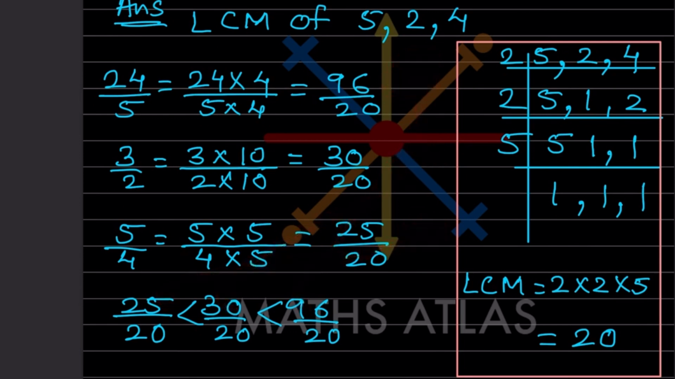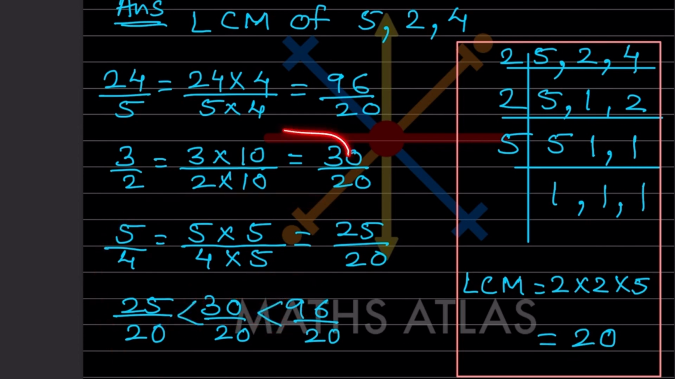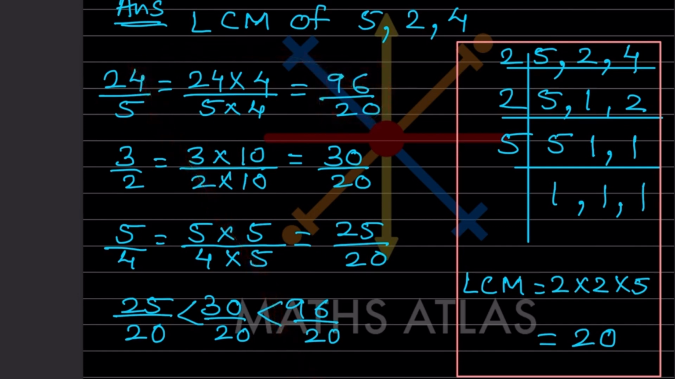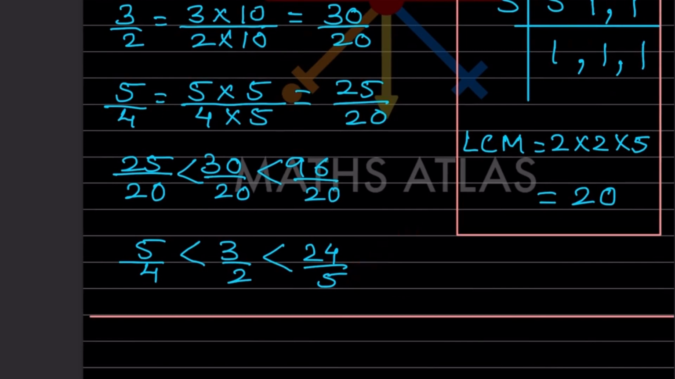So always what are you going to do? We have to compare these. So 25 is smaller than this one. This is the bigger number, so you have to open the mouth over here. Again compare this. This is the bigger number, so you have to open the mouth. And 25 by 20 is nothing but 5 by 4. Again this 30 by 20 is nothing but 3 by 2. And then 96 by 20 is 24 by 5. So you don't have to keep this one, you have to do this step. Hope you got this one.